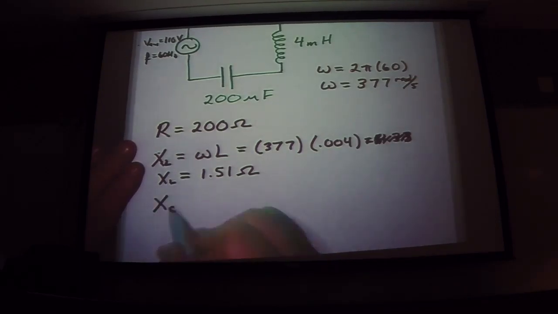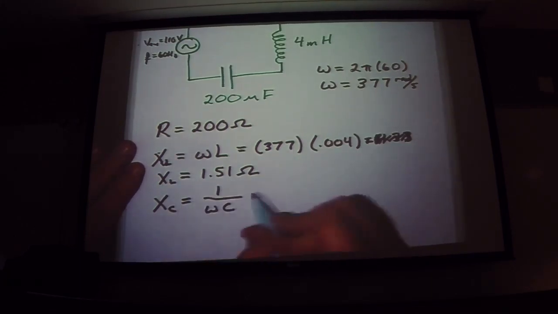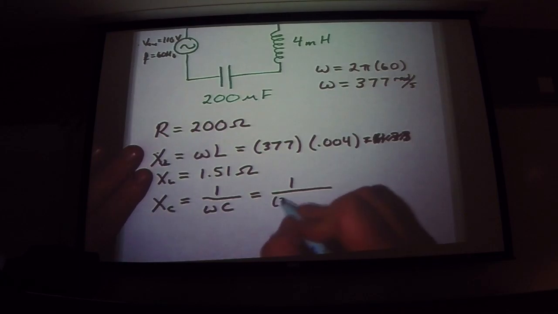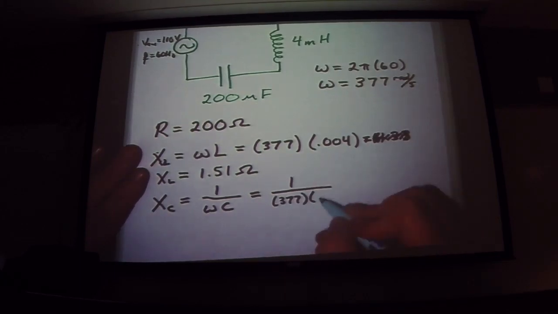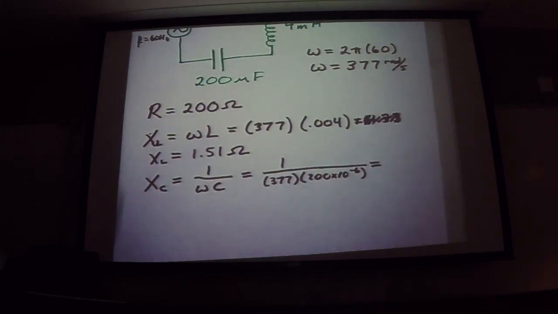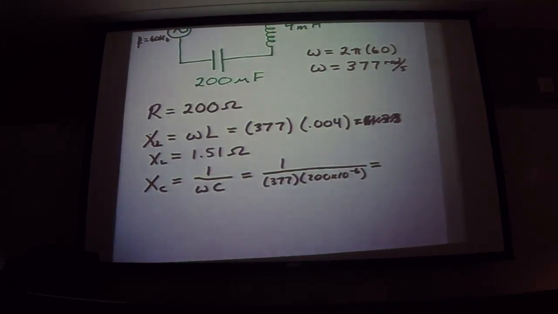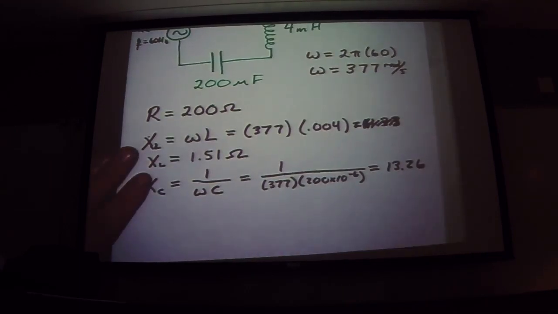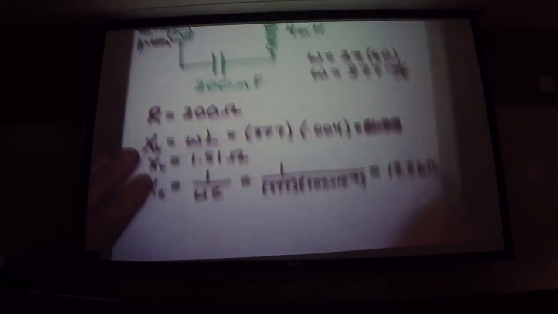All right, X sub C. This is 1 over omega C. So it's 1 divided by, let's see, omega is 377, and the capacitance is 200 times 10 to the negative 6. This one's not going to be very much either, is it? It's 13.26. Units of that? Ohms, okay?